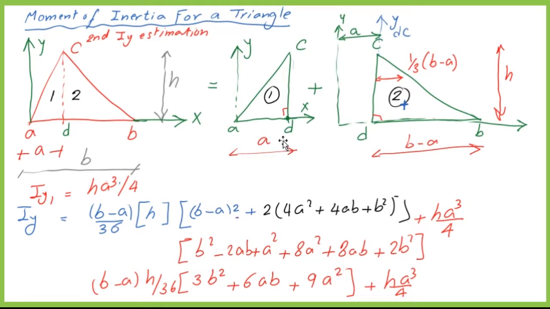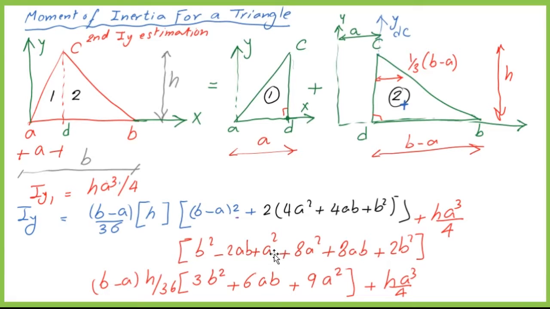Then we are going to add the contribution of h a cubed divided by 4 for triangle number 1 in order to get the I_y total. So from the previous expression we have (b minus a) over 36 multiplied by h, and that was our factor inside the bracket, which we can readjust by introducing b squared minus 2ba plus a squared, and we are going to add 8a squared plus 8ab plus 2b squared inside the bracket.